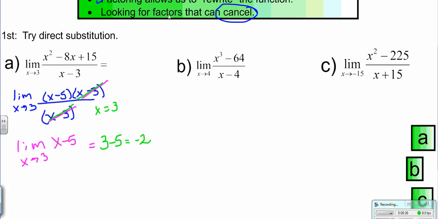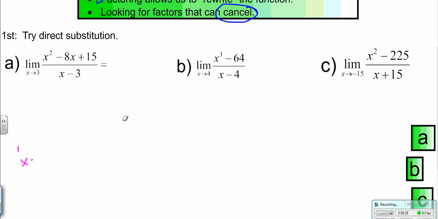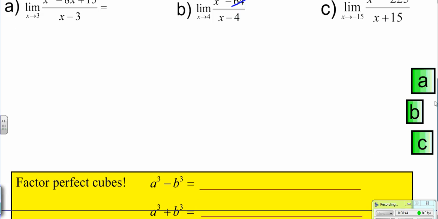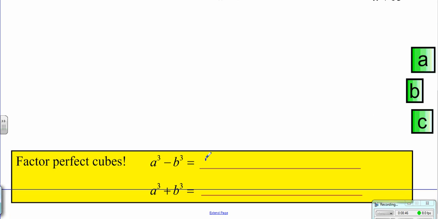Letter B. See if you can factor the top. It's x cubed minus 64. Hopefully 64 is a number that rings a bell to you. Not only is it a perfect square, but it's a perfect cube. And this becomes the factoring of the difference of cubes. That was something that was memorized in the last few years of your algebra and pre-calc classes. a minus b, a squared plus ab plus b squared.